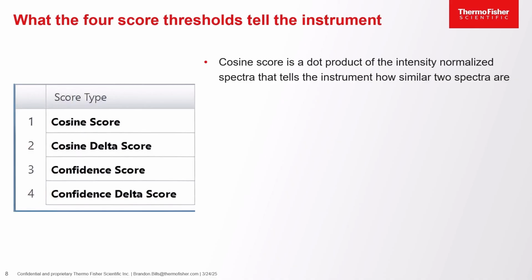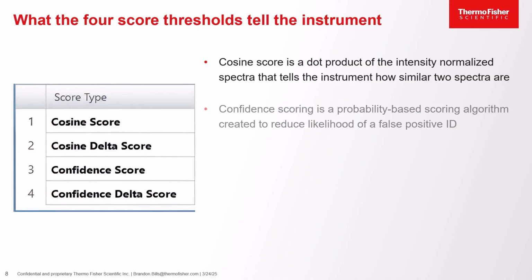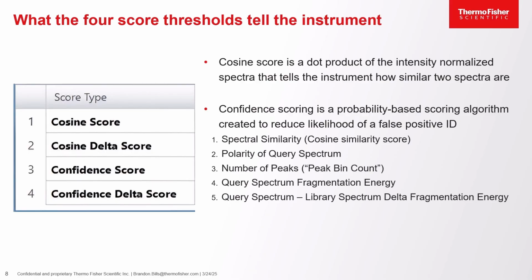At number 3 here, we have the confidence scoring. This is a probability-based scoring algorithm put in to help reduce the likelihood of a false positive. Now what that means is it takes in 5 different pieces of data, including the cosine score, to say, how likely is this true?